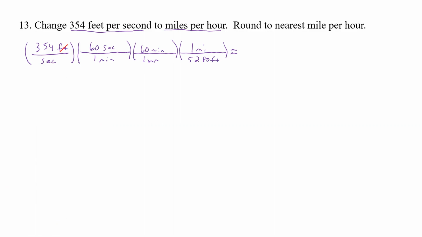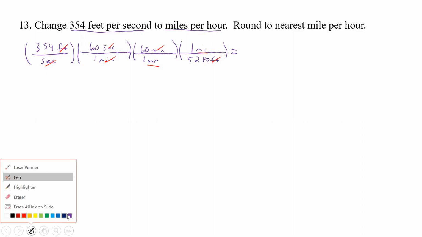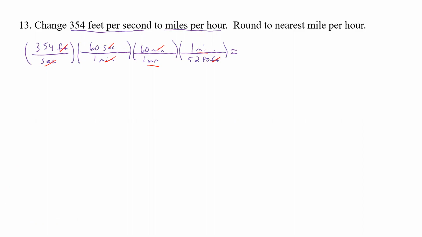So feet are gone, we have miles. Seconds are gone, minutes are gone, and we have hours. So we have miles per hour, which is what we want. And so now it's just a matter of multiplying across and then dividing in the bottom. All right, remember that times that is 3,600.